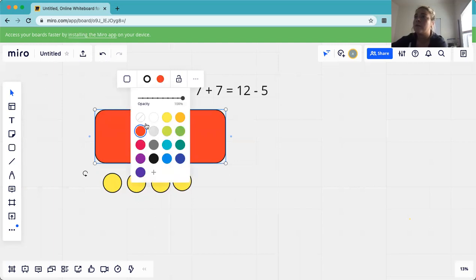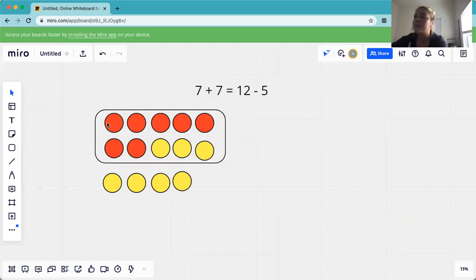Oops, hold on one second. So let's count to make sure. Ready? We have 7 right here. 5, 6, 7. 1, 2, 3, 4, 5, 6, 7. Perfect. 7 plus 7. So now it's easier for me to count. I know I have 10 in here because I blocked off my group of 10. So 10, 11, 12, 13, 14. So 7 plus 7, we figured out, equals 14.